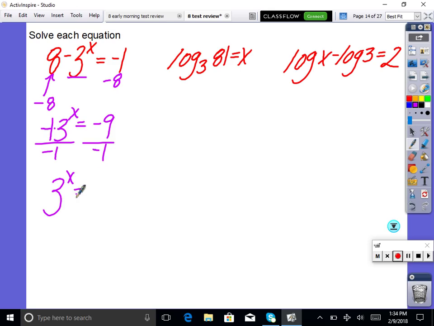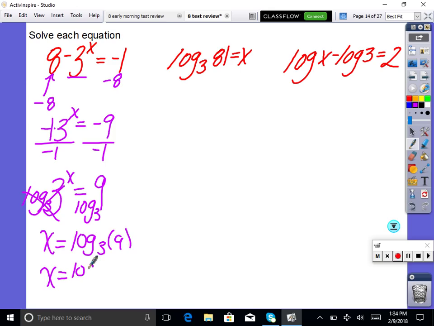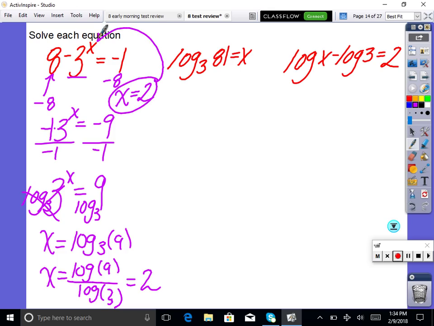Base 3 to the what power equals 9? Now I could do this a couple different ways, but keep in mind, most of you will then log base 3 both sides. So then we would have x is equal to log to the base 3 of 9, and it would now take the change of base formula, so I can actually input that into my calculator. So log of 9 divided by log of 3 equals 2. X equals 2. We could check our answer by plugging it back into the original. So if you go in your calculator and type 8 minus 3 to the second power and hit enter, you should get -1, and you do.